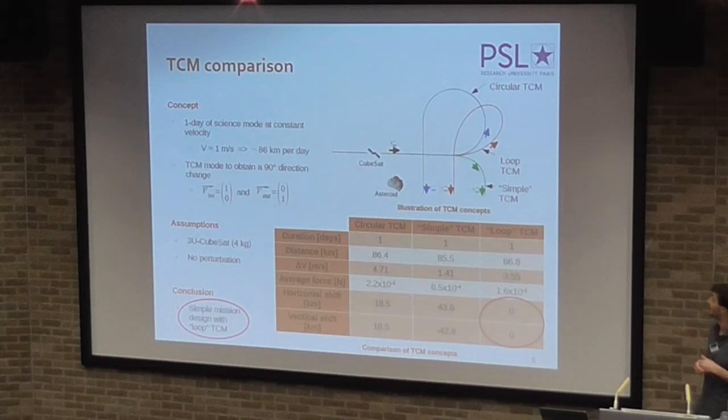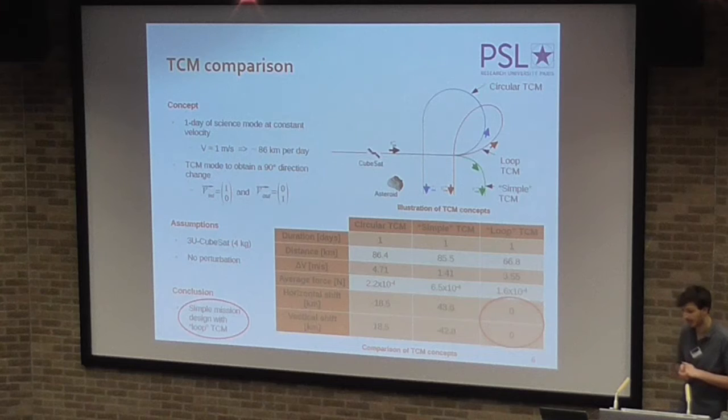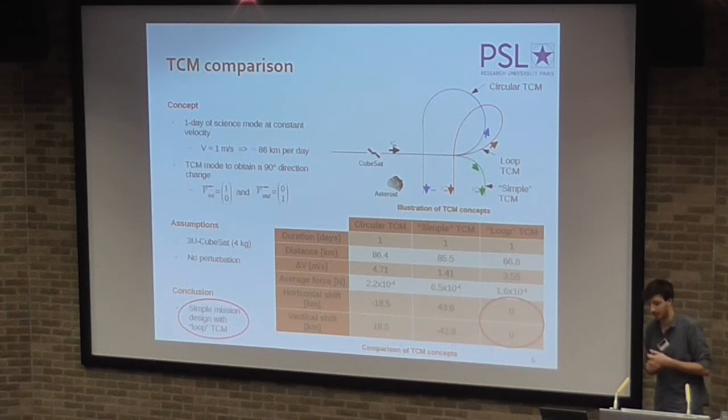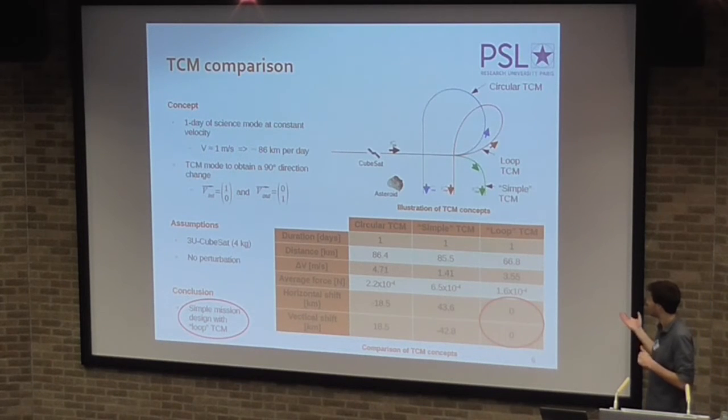If we compare the 3 possible TCM with the assumption that we have 3 CubeSats and no perturbation for now, because it is a very preliminary study, what we can see is that we have a shift here in the plane. We have a horizontal shift and a vertical one for the circular and the simple TCM, which we do not have with the TCM loop, which makes things way simpler in terms of mission design, especially because we want to be autonomous.